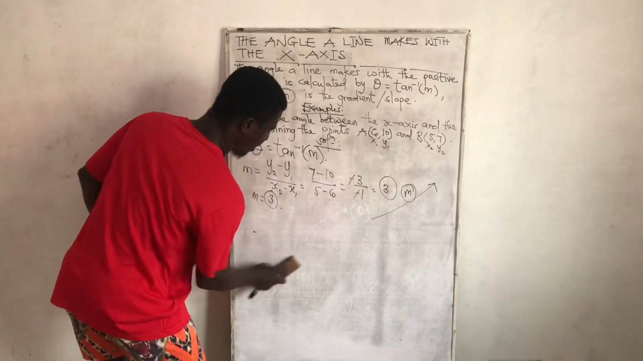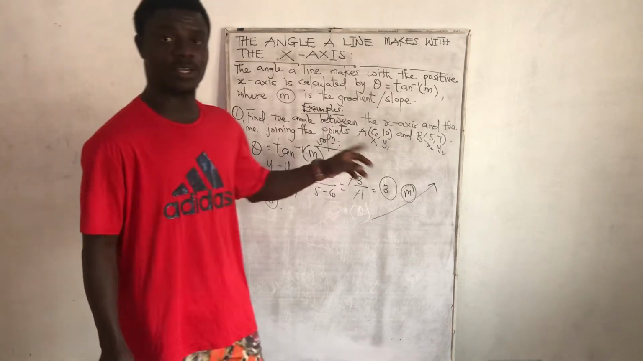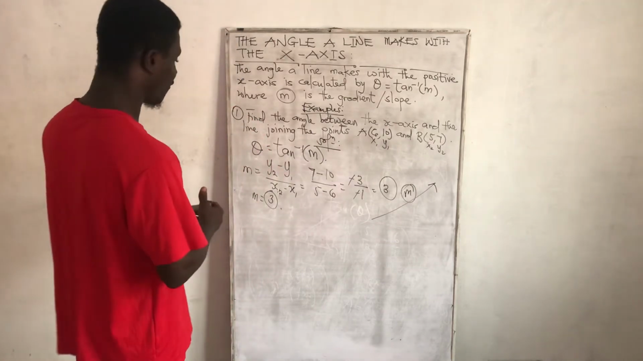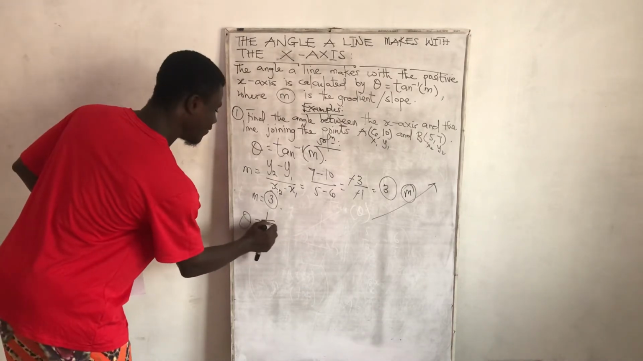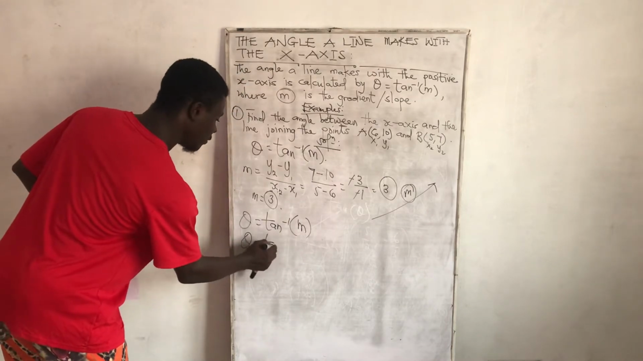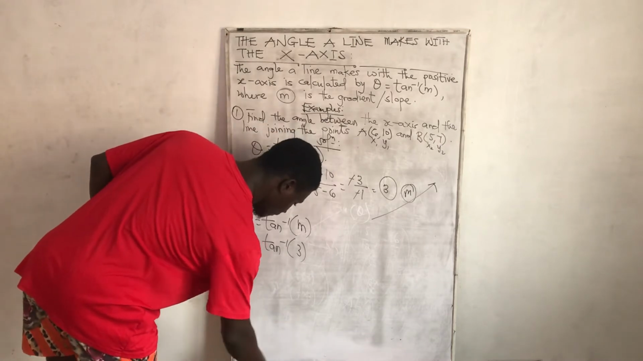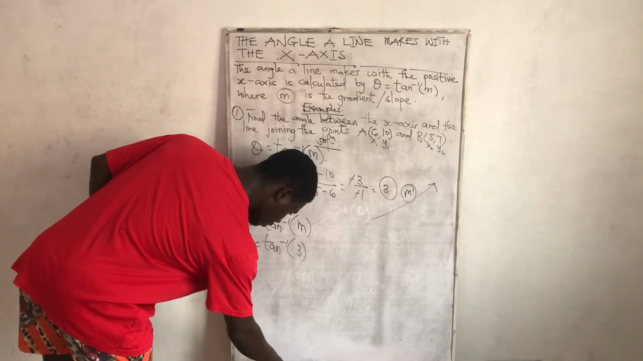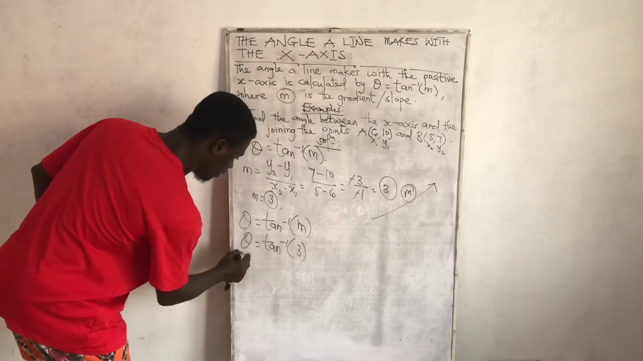So let's go. Theta is equal to tan inverse of M. So theta must be equal to tan inverse of M, and now our M is 3. So tan inverse of 3, which gives us what?